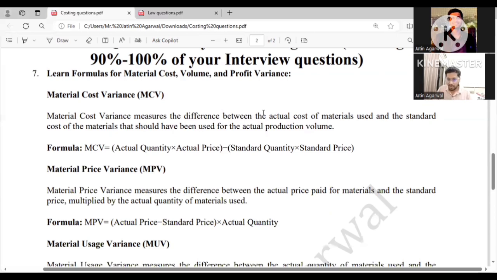So who is responsible for this? Basically the commercial department or the purchase department, which sets the price, is responsible for it, because they promise to purchase at SP but they have purchased at the actual price.